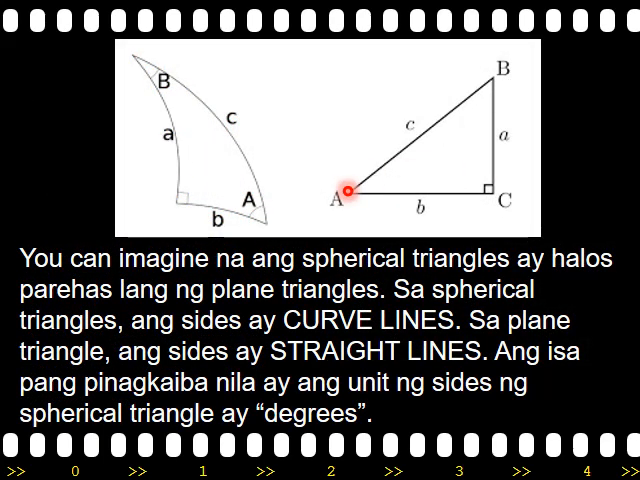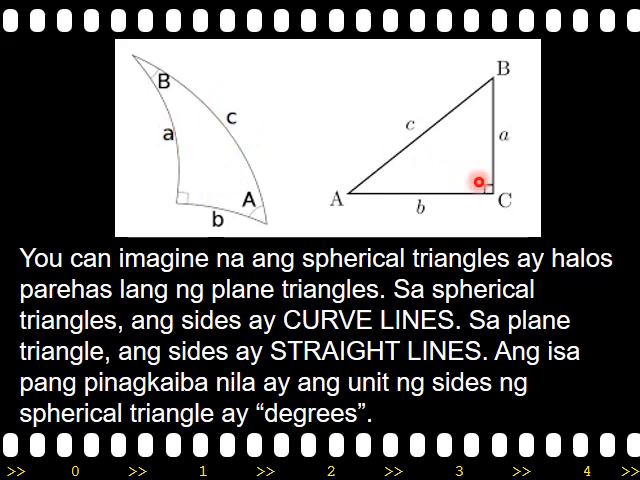Okay, so katulad sabi ko kanina, you can imagine ang spherical triangle ay halos parehas lang ng plane triangle. So, ito yung plane triangle natin, ito yung spherical triangle. So, sa spherical triangle, instead na straight line, kasi sa plane triangle, meron tayong straight line, sa spherical triangle, ang meron tayo ay curved lines. Okay? At dahil dito, iba yung unit of measurement na ginagamit natin sa spherical triangles.